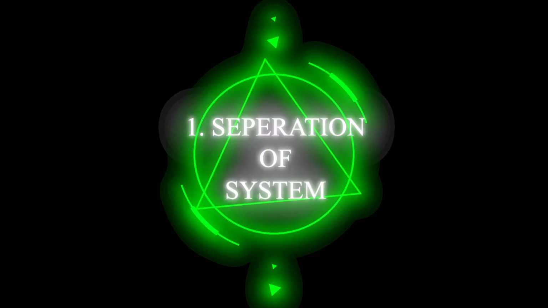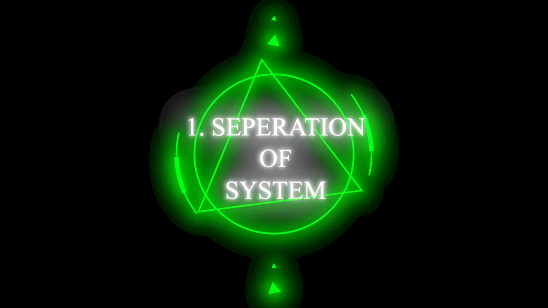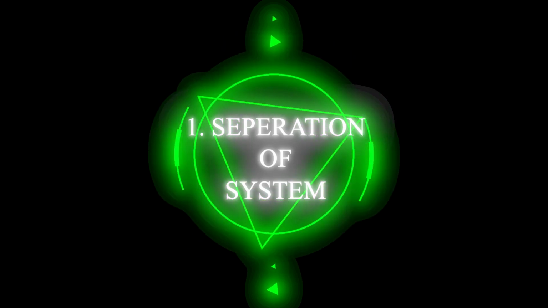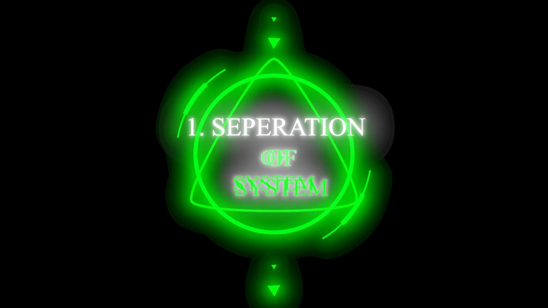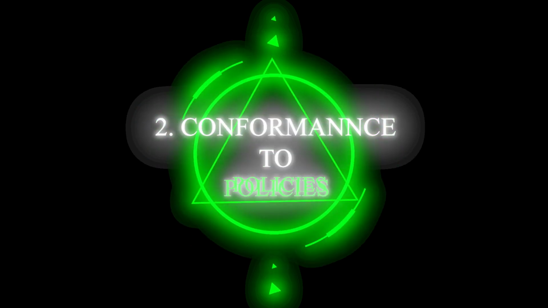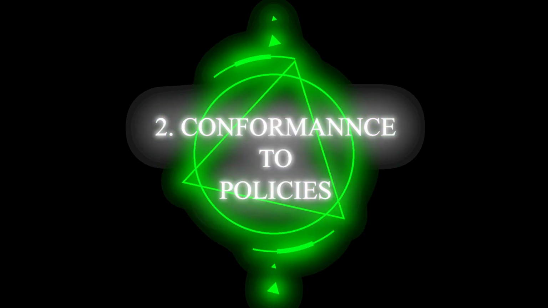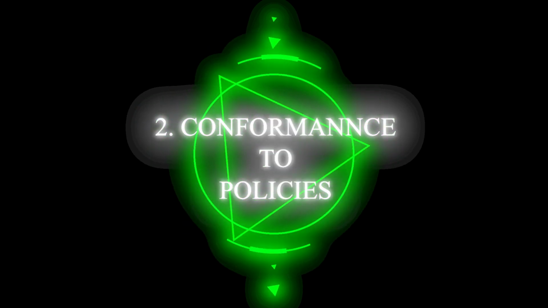The first one is separation of systems to reduce risk. Make sure to keep your critical systems and data apart from one another, which can significantly lower the chances of a security breach. By doing this, you'll be better equipped to handle potential issues and prevent them from escalating into larger scale problems.